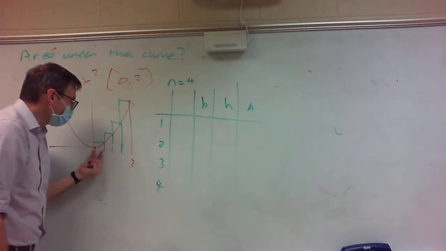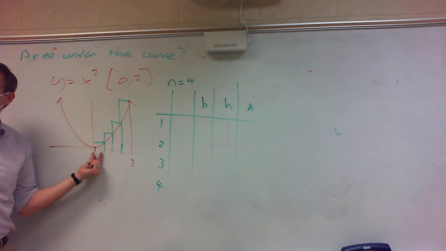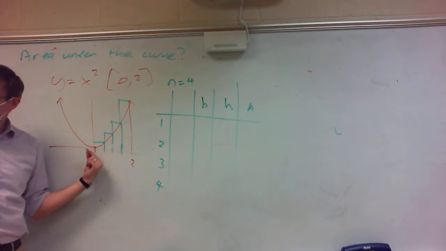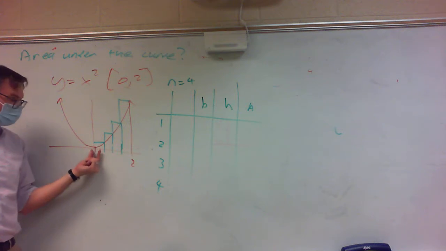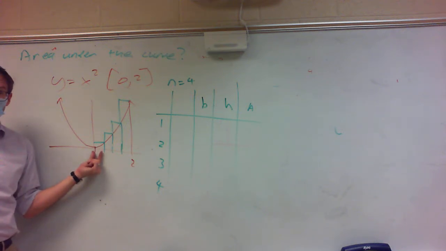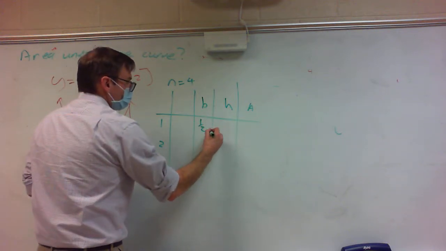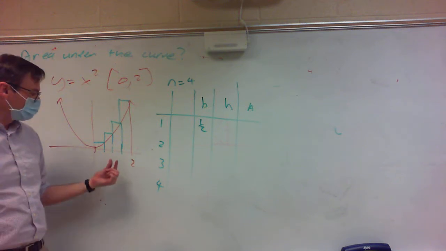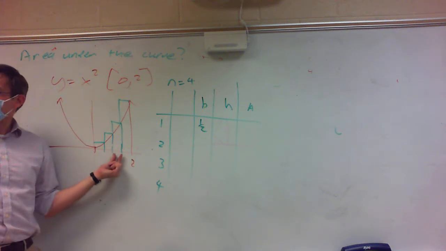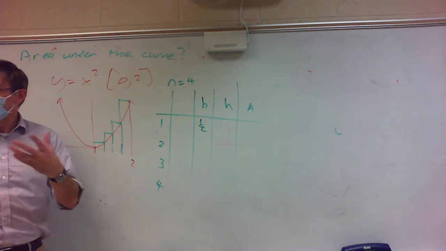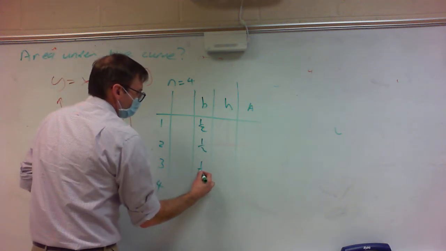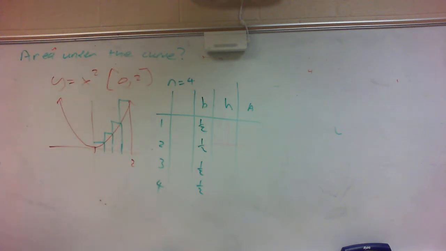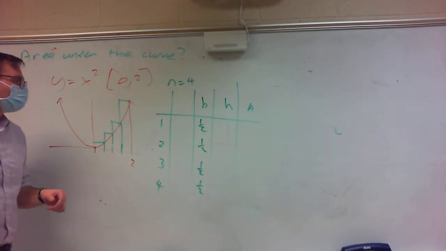All right, what's the base of this rectangle? 0.5, how'd you get that? Because you said 2 divided by 4, right? Is everybody okay? The base of this rectangle is 1/2. Actually, while we're at it, what's the base of the second rectangle? They're all 0.5. They're all 1/2, right? Everybody okay? So this is all 1/2. So far, so good?